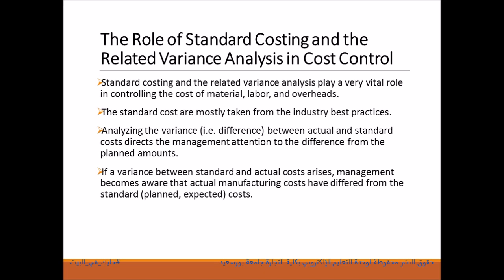Standard costing and the related variance analysis play a very important role in controlling manufacturing costs of material, labor, and overheads. The standard costs are mostly taken from the industry best practices. That's why analyzing the variance, the difference between actual and the standard costs, directs the management attention to the difference from the planned amounts. So when management become aware that actual manufacturing costs have differed from the standard planned or expected cost, if the variance is unfavorable and significant, they need to take corrective actions to avoid such unfavorable variance in the future.